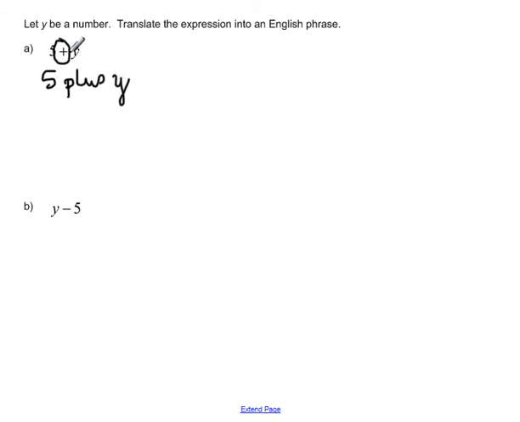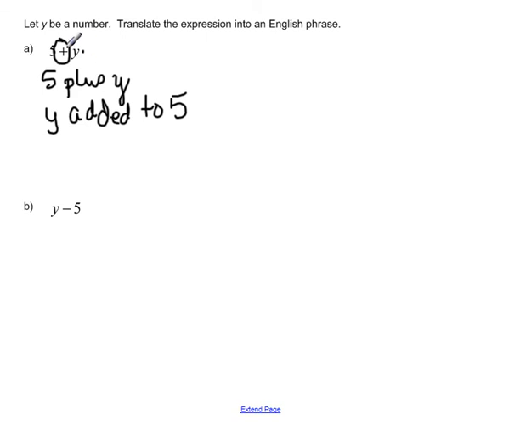But how else might we be able to say that? Well, we know that there's addition going on here. So instead of plus, we could say added to. Now, if I say added to, it's really the y that's being added to the 5. The 5 came first, and then what did I do to the 5? I added y to it. So we could say y added to 5. Notice that the order changes a little bit, but when I say y added to 5, that means we start with the 5, and then y is added to that.